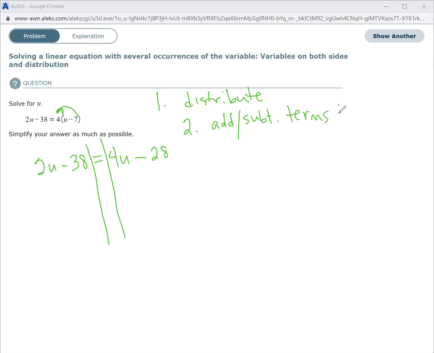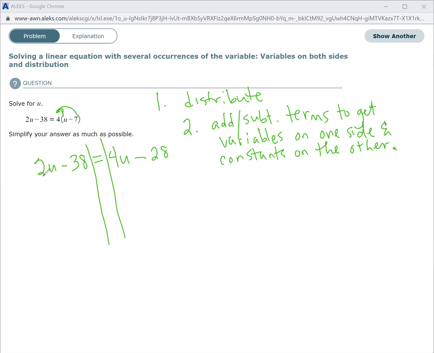Now we do that to get variables on one side and the constants on the other. Okay, and we'll do a couple of these for you.